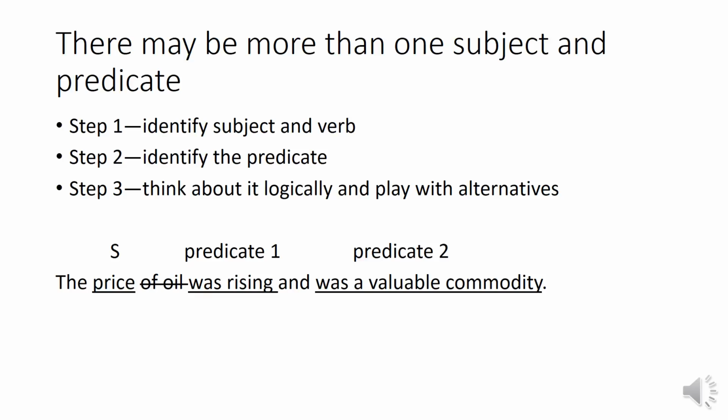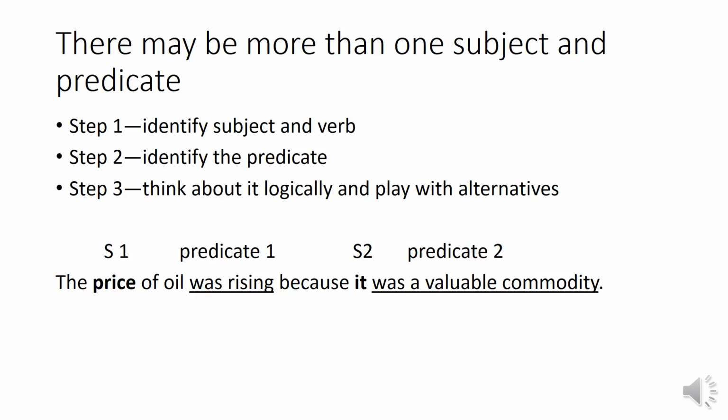There are 2 predicates, was rising and was a valuable commodity. Of oil is a prepositional phrase, which means it can't be the subject. Thus, the price must be the subject. Next, think carefully about the relationship between subject and predicate. The price was rising. That makes sense. But the price was a valuable commodity? That doesn't make any sense. It's oil that's the valuable commodity.